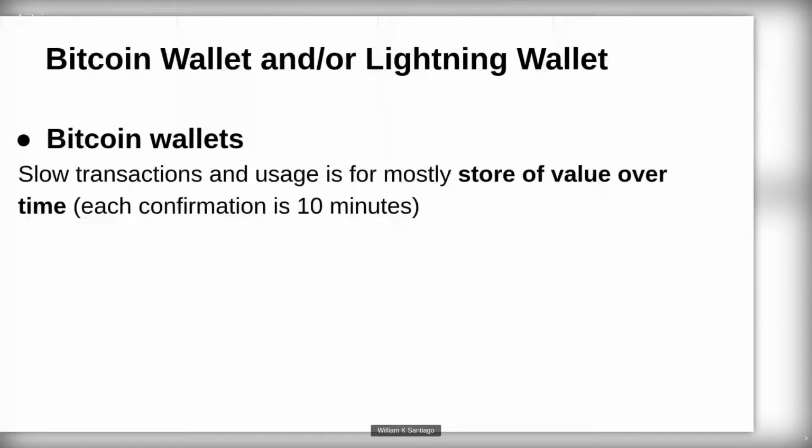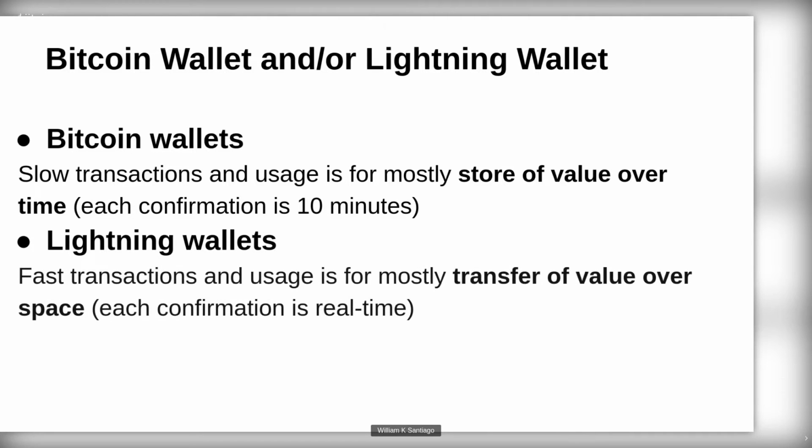Whether that's a Bitcoin wallet or Lightning wallet, it's the same idea here: you are storing Bitcoins in a Bitcoin wallet address, and you do it for store of value over time. So we're talking 4, 5, 6, 7 years that you're going to keep, they call it HODL, the Bitcoins. This is the way to do it.